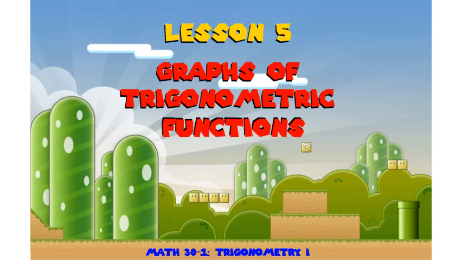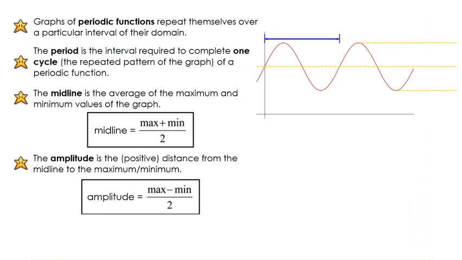Lesson 5, Graphs of Trigonometric Functions. The graph of a periodic function is a graph that repeats itself over a particular interval of its domain.